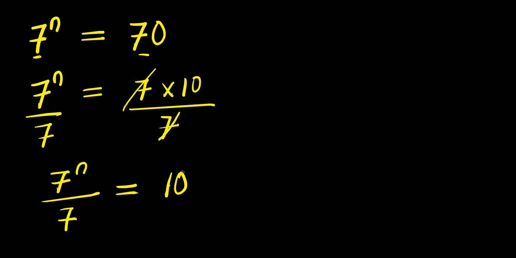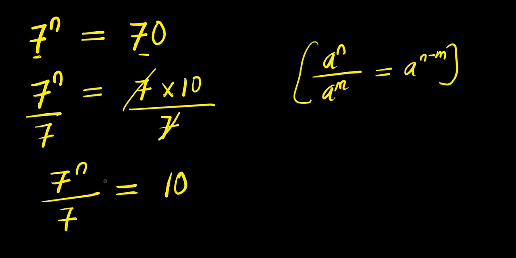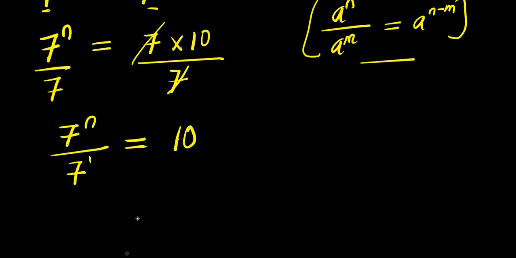So from here, if you have a power n divided by a to the power of n, this equals a power n minus n. So this 7 here is raised to the power of 1. We apply this identity right here. So what we are going to have will be 7 power n minus 1 equals 10.